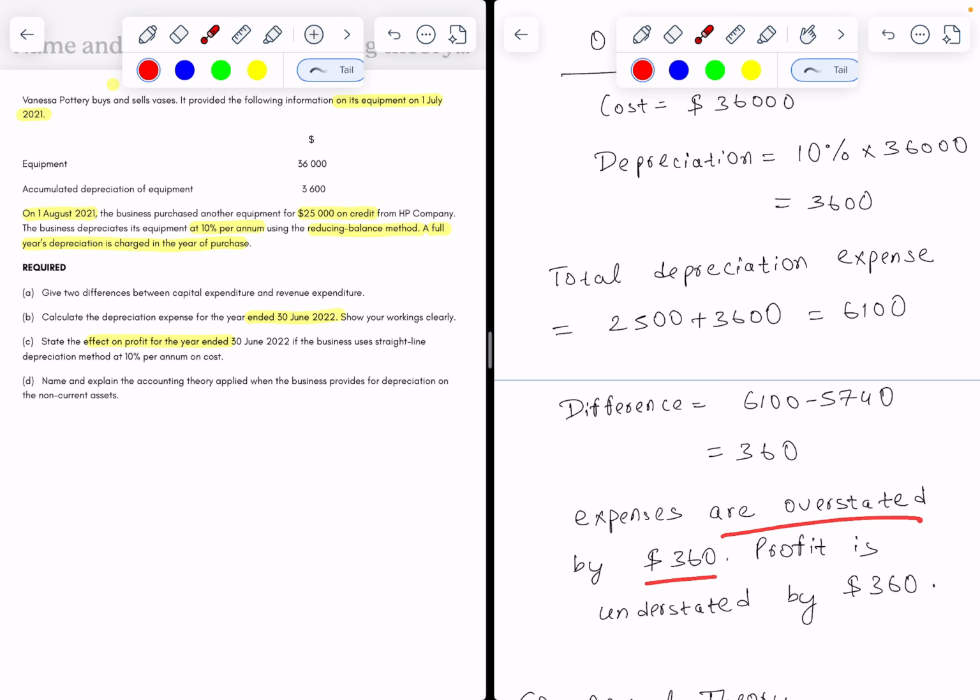So because expenses are overstated by $360, the net profit is therefore understated by $360 because profit, as you know, has an inverse relationship with expenses, which means obviously if expenses go up, profit is to go down. Okay? Now, what about part D?